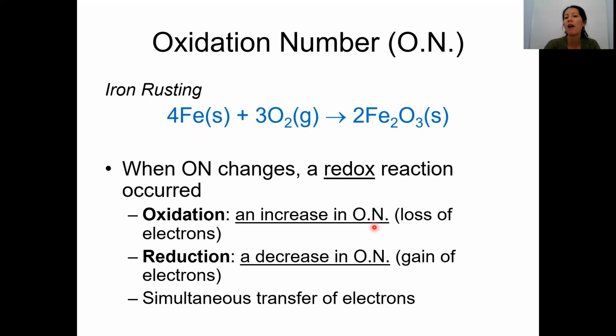That means you had lost electrons because you went from 0 to 3+, for example. So that's your oxidation when you see an increase in oxidation number. If you see a decrease in oxidation number, so here we have oxygen, it was 0 because O2 is in its neutral elemental form, and it goes to 2-.